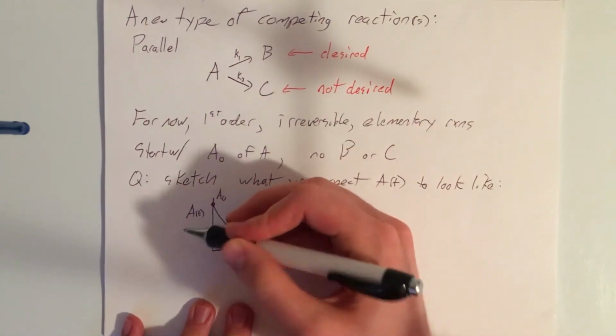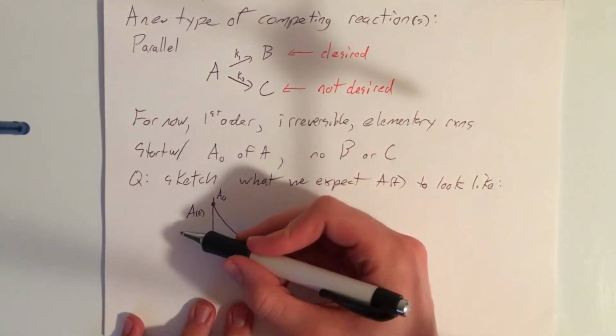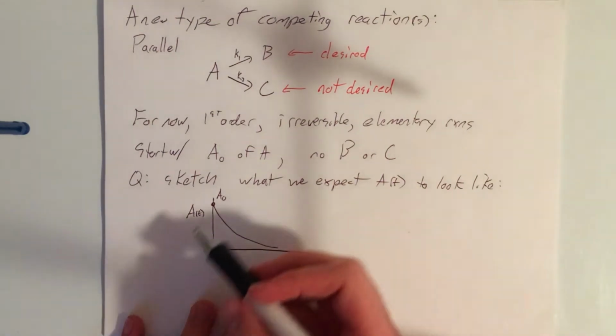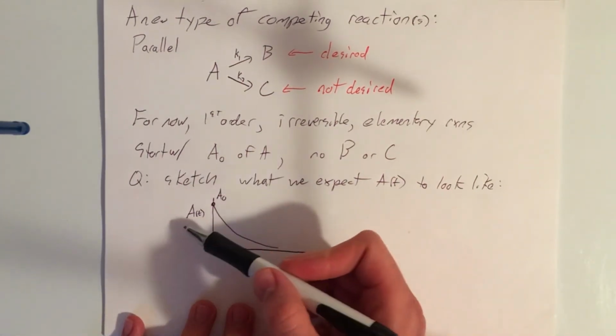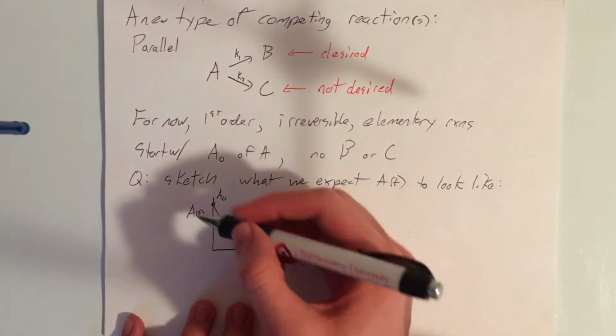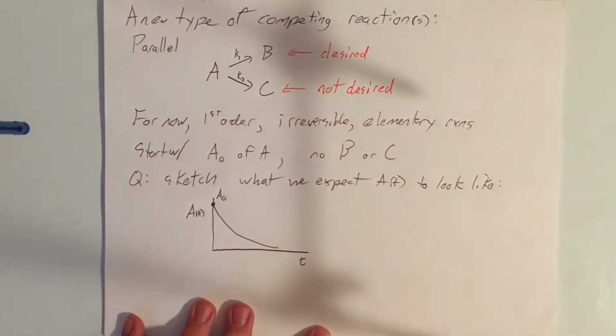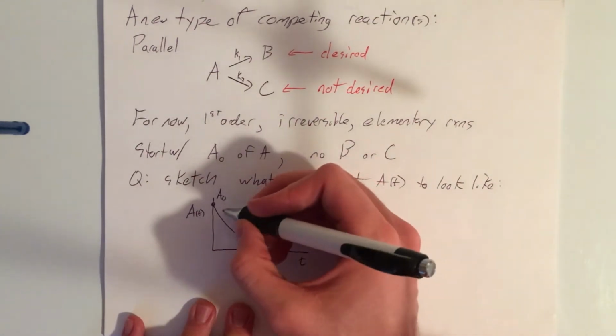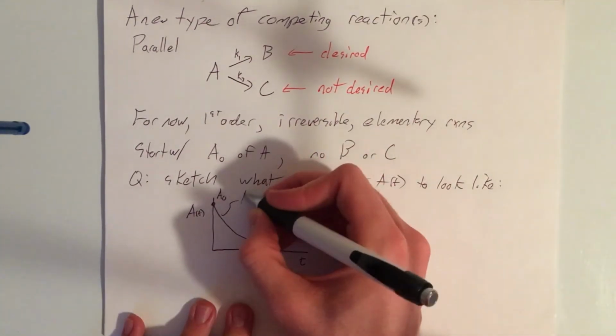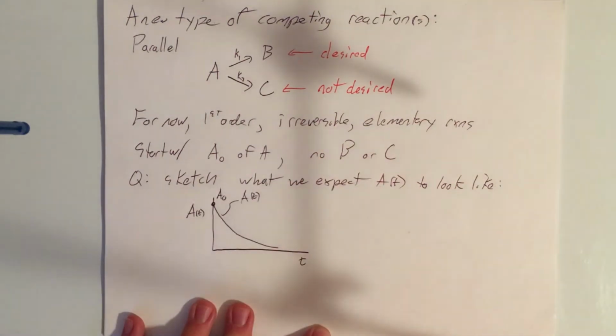So we could think about this either in terms of a number of moles of A or a concentration of A. For now, let's think about them in terms of concentrations. I'm going to omit the normal brackets we use for describing concentrations, just so we can get through the lecture a little bit more quickly. So this is what we might expect A of t to look like as a function of time.